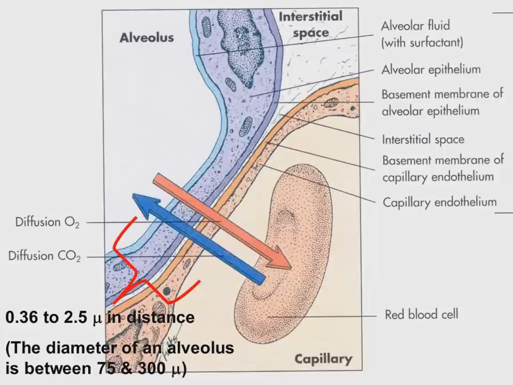This distance that it has to move to diffuse across is somewhere on the order of 0.36 to 2.5 microns in distance. Do I really care to know the value now? But just recognize how small of a distance that is. Okay. If we look at an alveolus itself, its diameter is somewhere between 75 and 300 microns. So this is just a fraction of that as far as the distance that it has to move. Very, very small distance. So in most cases, diffusion of gas is rapidly attained.